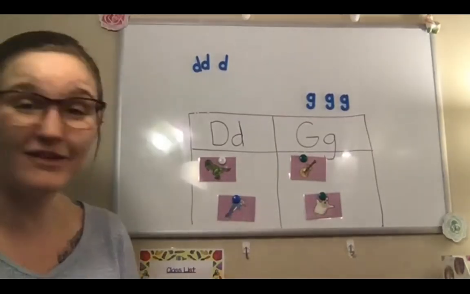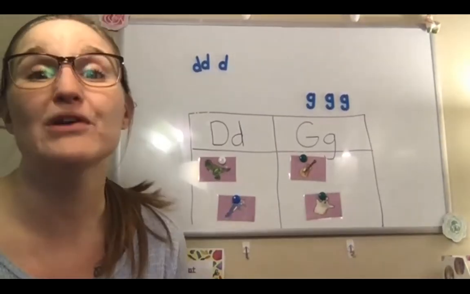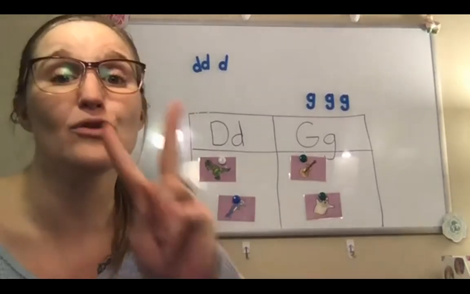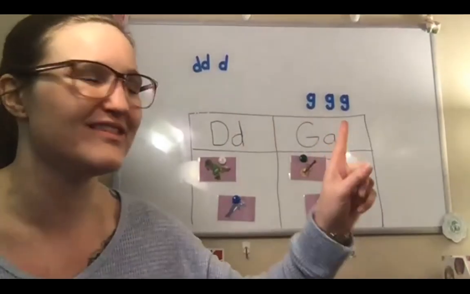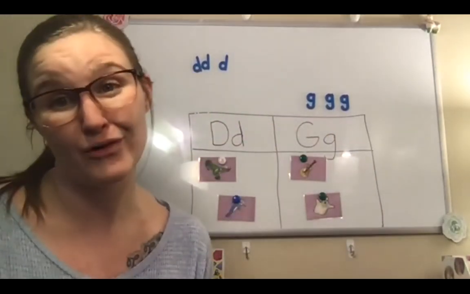So we have taken a close look at D and G. What I want you to do next is I want you to complete 2 worksheets on the letter D and the letter G, and remember those moves because we're going to be practicing them some more in school.